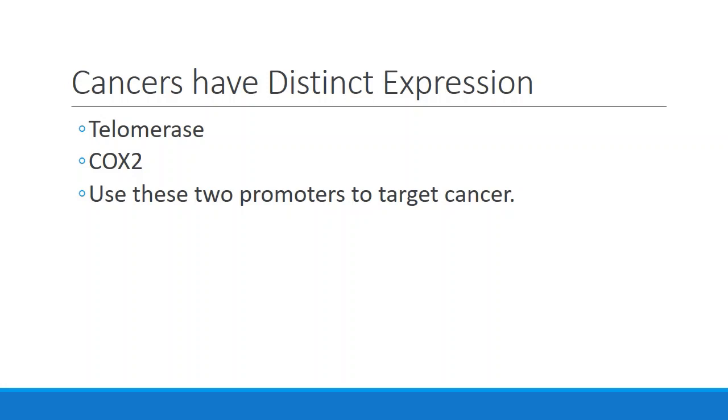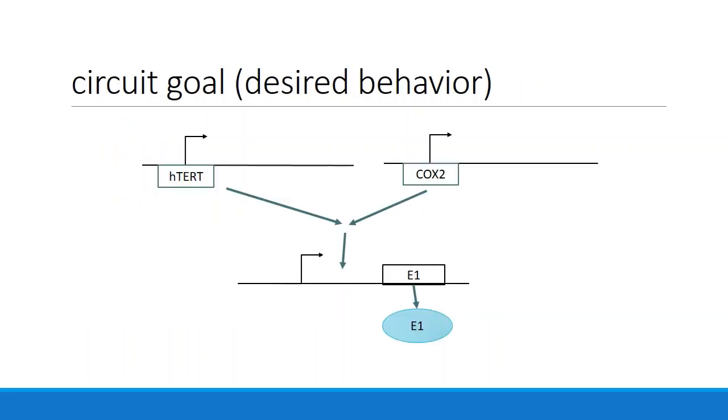So what exactly would that look like? Our desired behavior would be for the telomerase promoter and the cyclooxygenase promoter, when they are both active, to instigate the production of a virus protein, such as E1. But we want them both to be necessary and neither one to be sufficient. So this is like an AND gate in a logical circuit. Obviously, this is a very simple diagram.